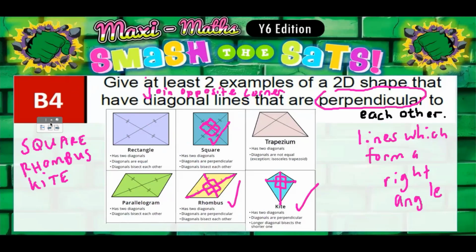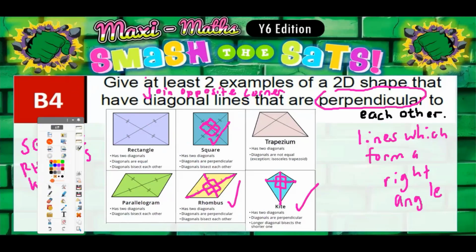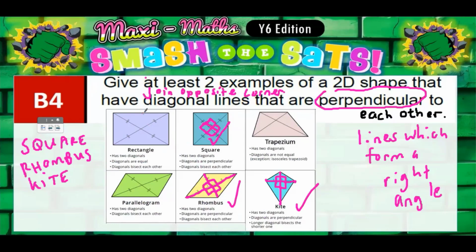If you look at the other 3 shapes, we can't say that they make right angles in the middle. So rectangle, no. Trapezium, no. Parallelogram, no. Because these angles here are not right angles. We've got 2 obtuse, 2 acute. These angles here are both obtuse. These 2 angles are both acute, so they aren't making right angles. These 2 angles are obtuse, and these 2 angles are acute, so they aren't making right angles.